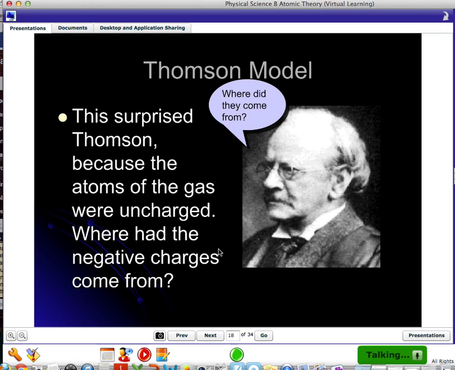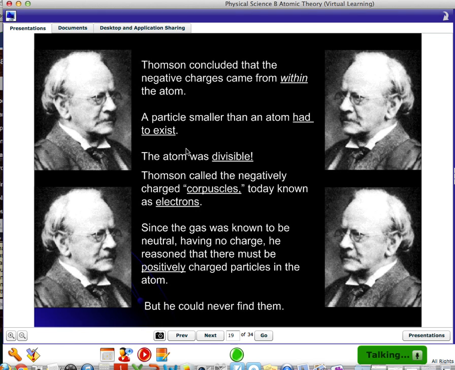So this surprised him, because the gas atoms were uncharged, so there was no charge in the actual gas in the tube. So the question was where those negative charges came from. He concluded that they must have come from within the atom, so a particle smaller than an atom had to exist. So that is saying, okay, we can devise an atom even smaller than its piece. He called them negatively charged corpuscles, but we call those electrons.